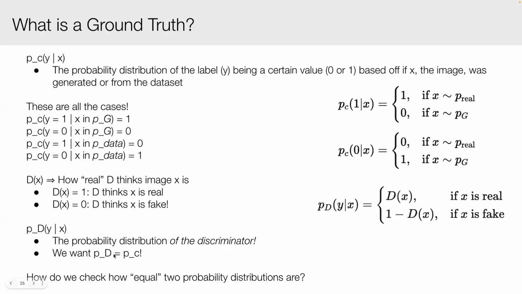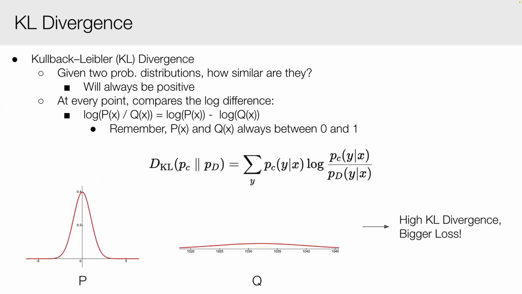So the question is, how do we check if 2 distributions are equal? Like, how do we even know how close they are? Does anyone remember this? Kind of spoiled on the next slide. All right, I covered it once, so don't worry about it. It's called the KL divergence, or the Kullback-Leibler divergence. Okay, so given 2 probability distributions, for example, P and Q, we can compute how similar or how different they are, right?